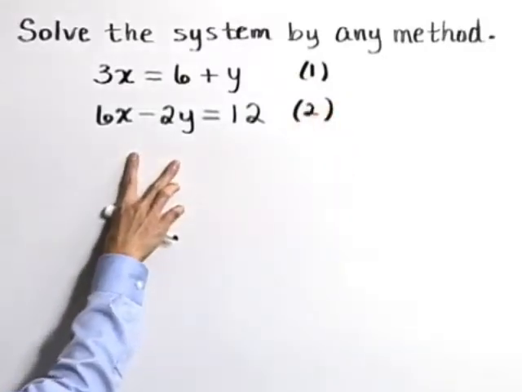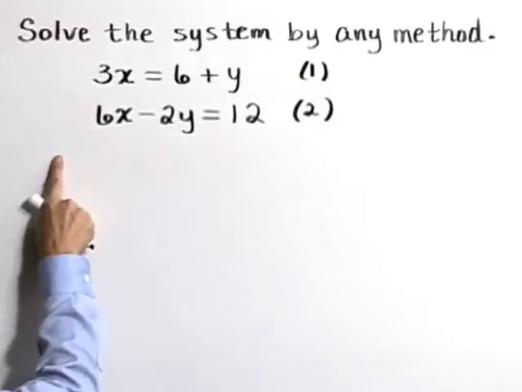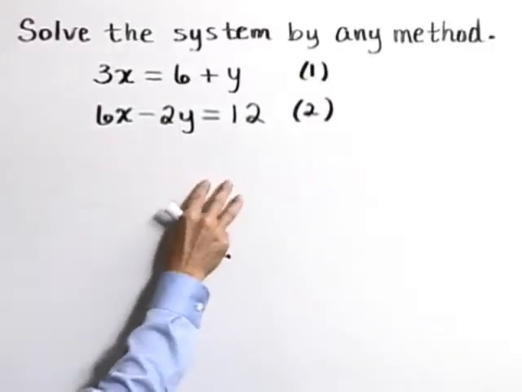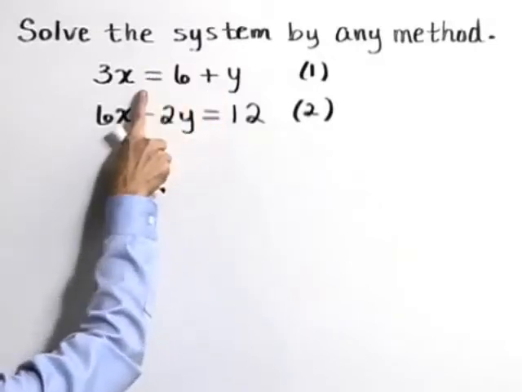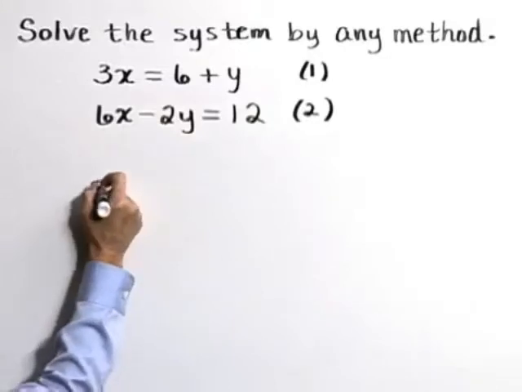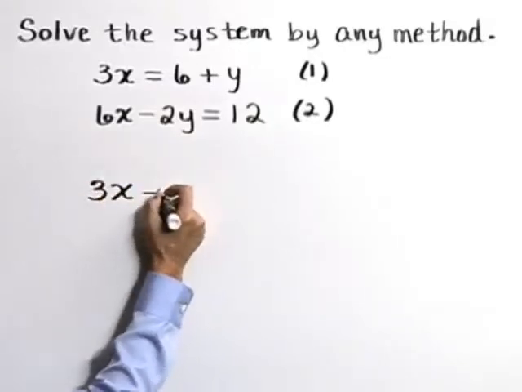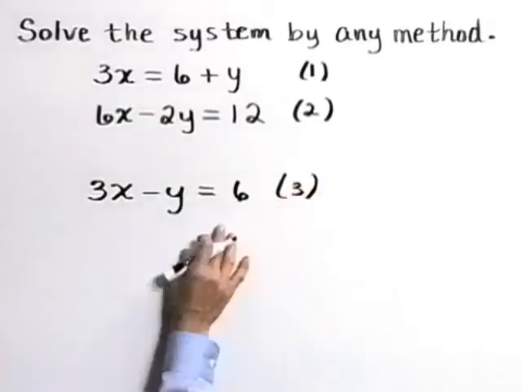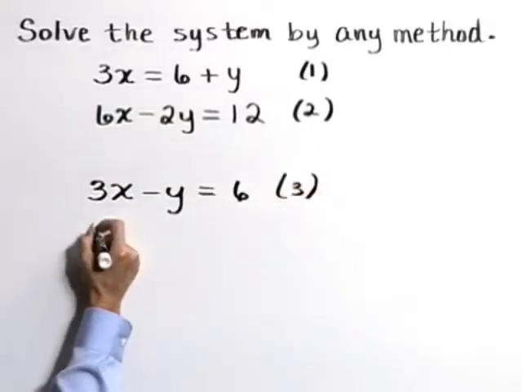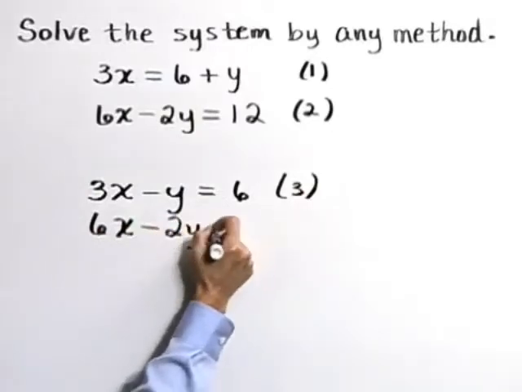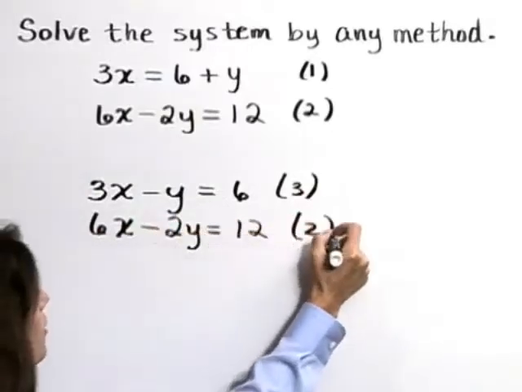use the elimination method. And so I'm going to select equation 1 and put it in ax plus by equals c form. I'm going to move the y to the other side, so that equation 1 becomes 3x minus y is equal to 6. Let's call that equation 3 since we've changed 1 up a bit. Rewriting equation 2, 6x minus 2y is equal to 12.